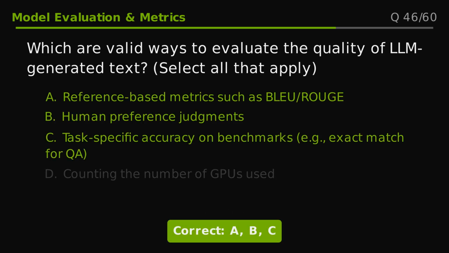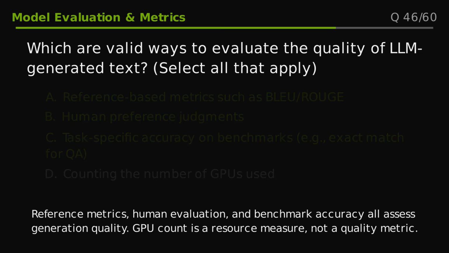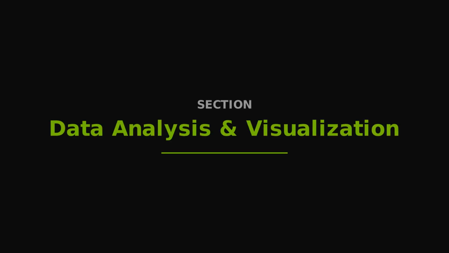The correct answers are A, B, and C. Reference metrics, human evaluation, and benchmark accuracy all assess generation quality. A verb count is a surface statistic, not a quality metric. Next section, data analysis and visualization.